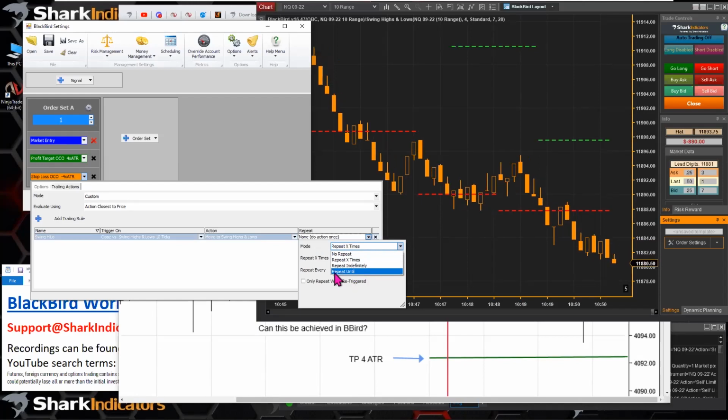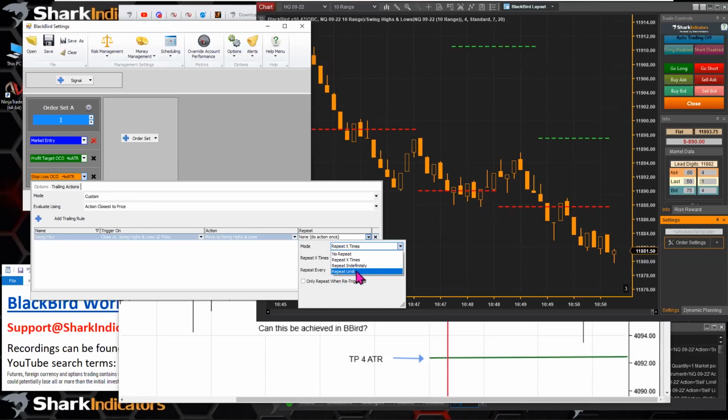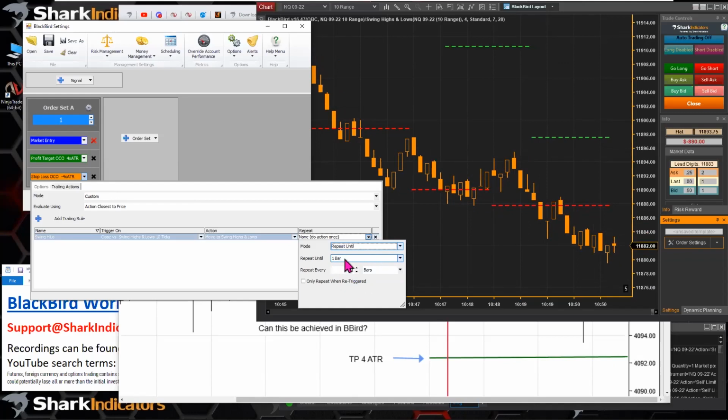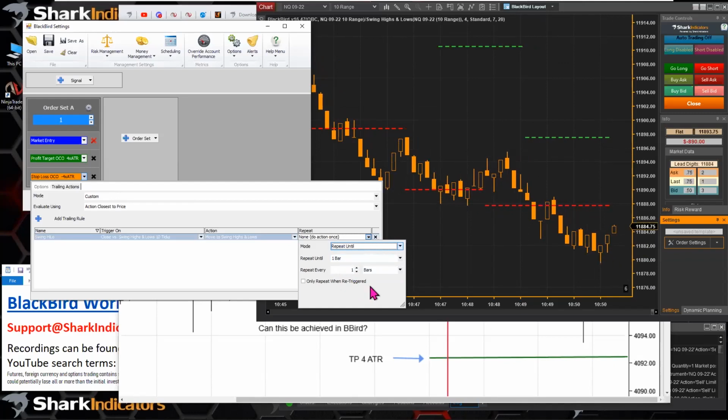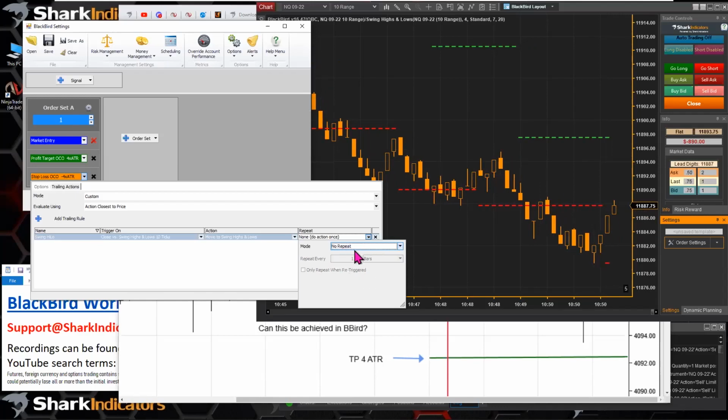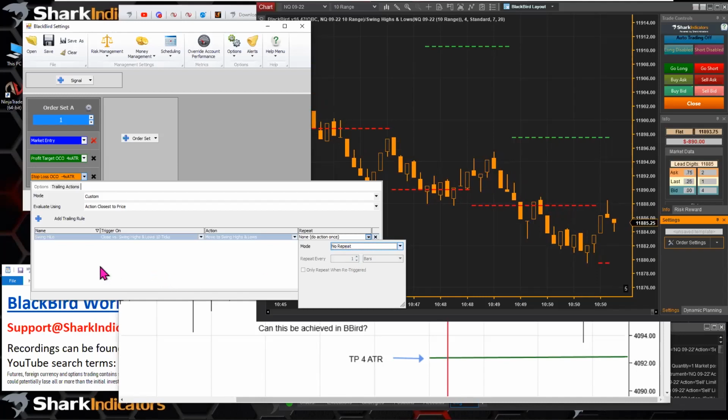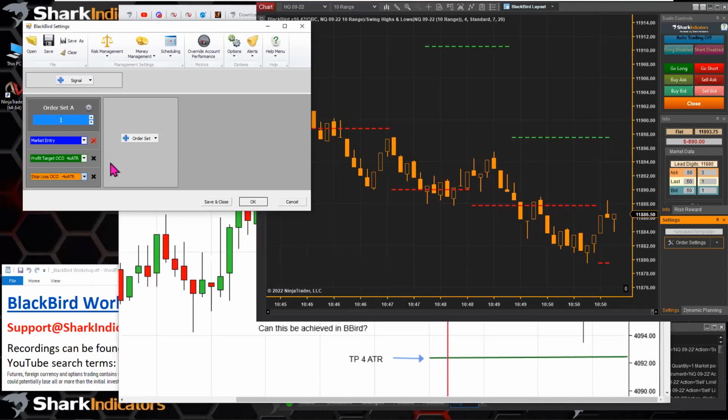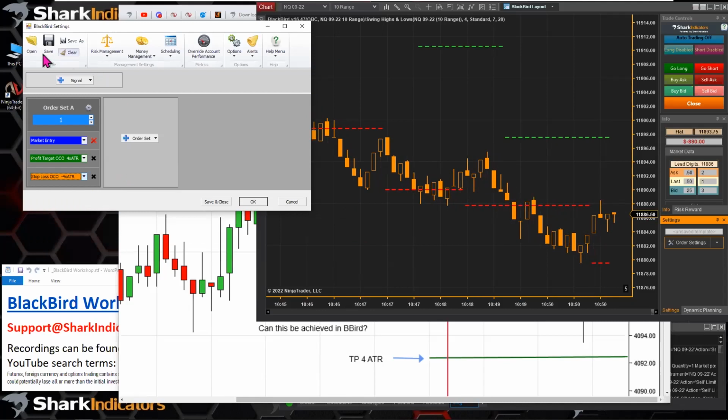If I switch it back to the repeat until option, again, it remembers the 1 bar setting that I put in there previously. So you can always go back and restore those other repeats, and it'll be there for you. All right, now let me save this out.